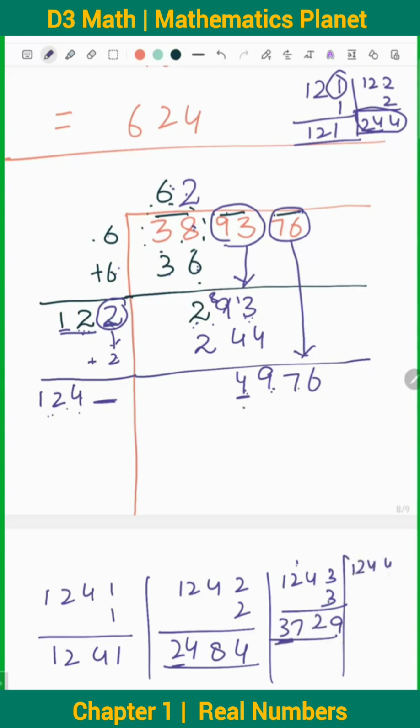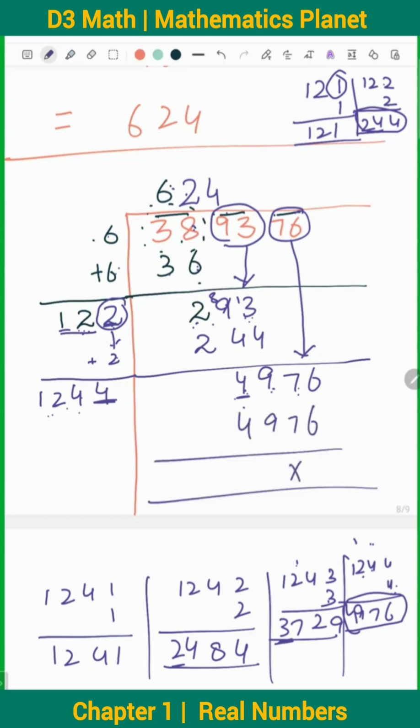124 को 4 से करते हैं. 4 times 4 is 16, 4 times 4 is 16, 17, 4 2 is 8, 1 9 4. So 4976 exact answer हमें मिल गया. This means we have to write 4 over here and 4 over here and we get 4976, which is our square root.